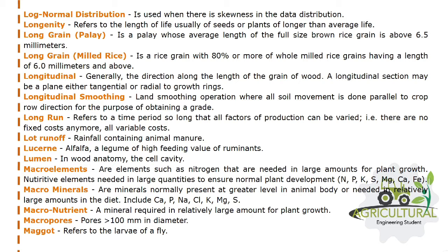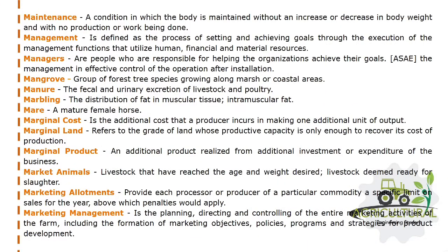Macronutrient, a mineral required in relatively large amounts for plant growth. Macropores, pores greater than 100 mm in diameter. Maggot refers to the larvae of a fly. Maintenance, a condition in which the body is maintained without an increase or decrease in body weight and with no production or work being done.